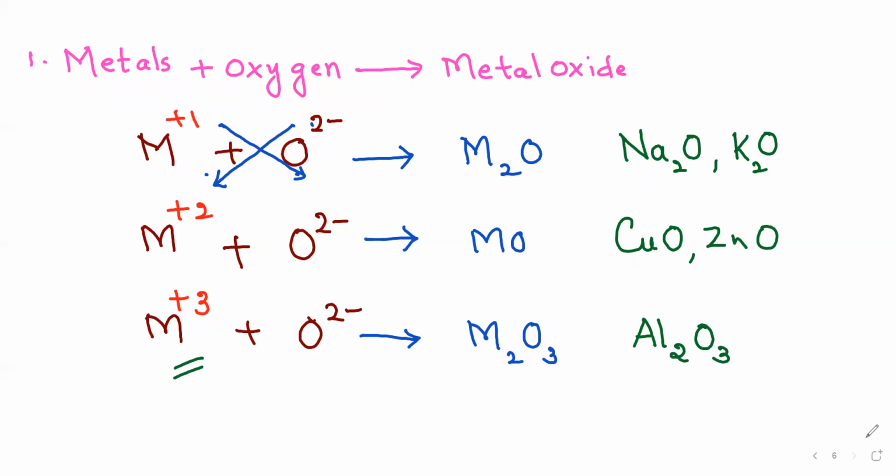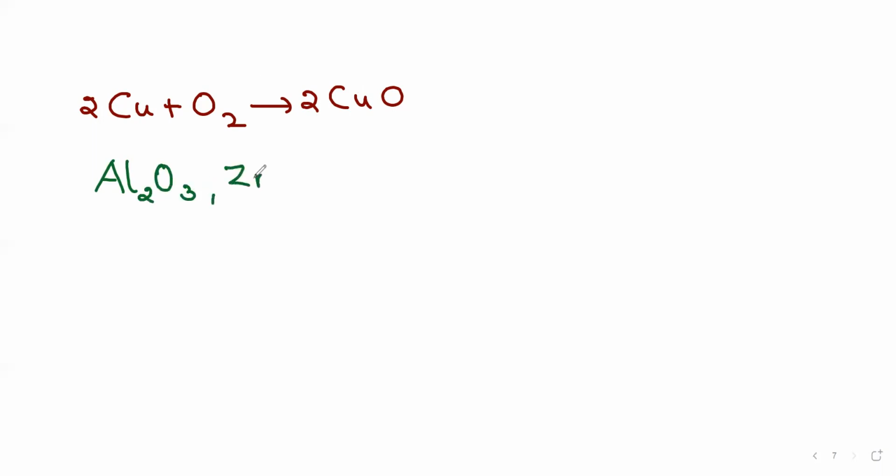Okay. So let's see, all the metals will not react with oxygen in the same way. For example, copper reacts with oxygen to give copper oxide. So when we balance, we will get it like this. Now we will learn about a special type of oxide. For example, aluminium oxide, Al2O3, and zinc oxide. These two oxides are called amphoteric oxides.